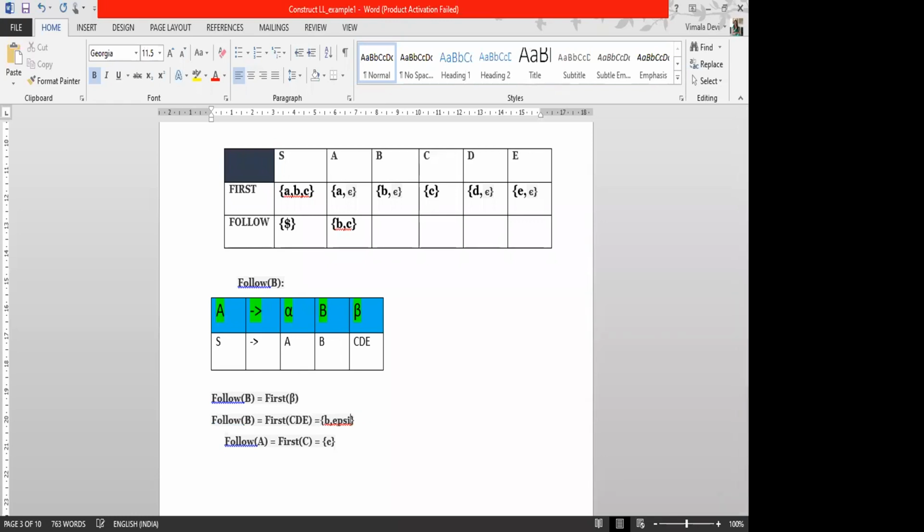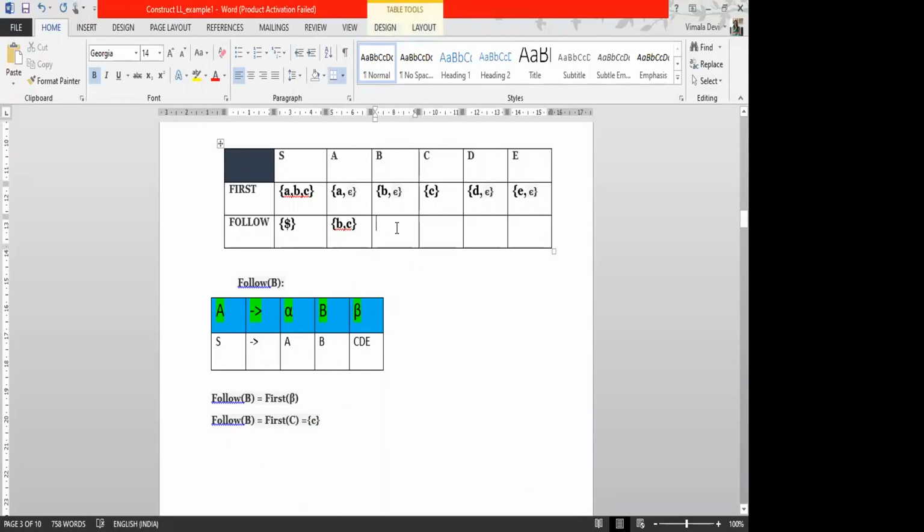So, what is the first of CDE? First of CDE is in fact first of C. What is first of C? In fact, it is C. All right. So, follow of B is first of C, which is equal to C. So, follow of B contains only C. I hope you have understood this.